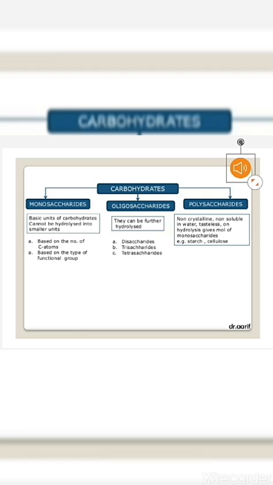Now if we want to classify the carbohydrates, on what basis will we classify? The first classification of carbohydrates is on the basis of hydrolysis product. On this basis, carbohydrates are classified into three major categories. Monosaccharides are those which cannot be hydrolyzed further. Second, oligosaccharides have a number of monosaccharide units, like disaccharides have 2 monosaccharide units, trisaccharides have 3, and so on. Polysaccharides always have more than 10 monosaccharide units, like starch and cellulose.